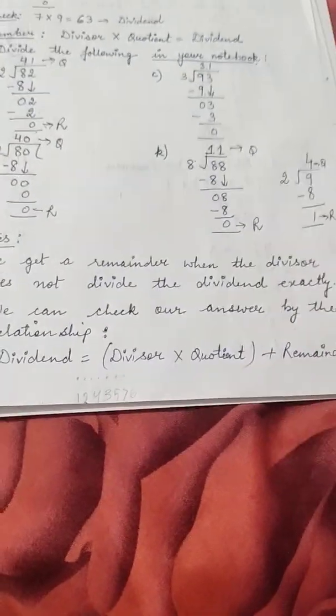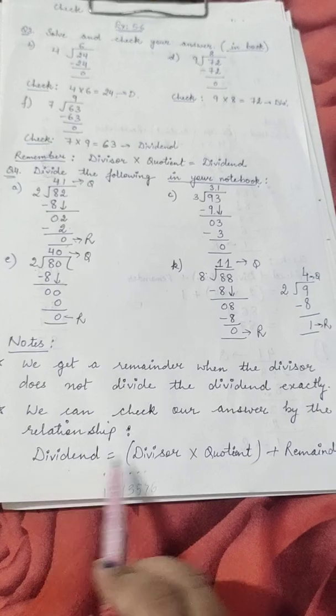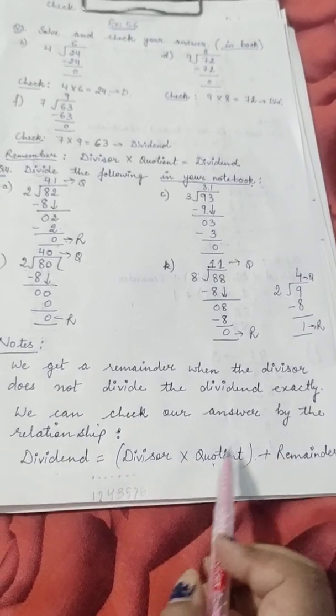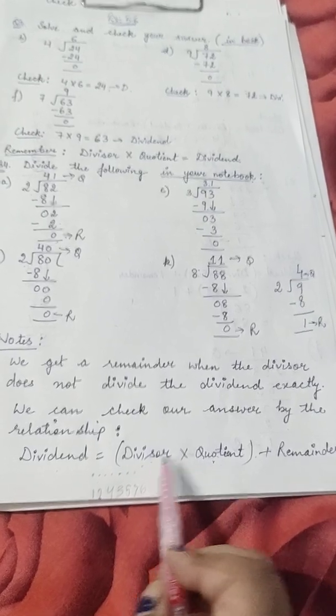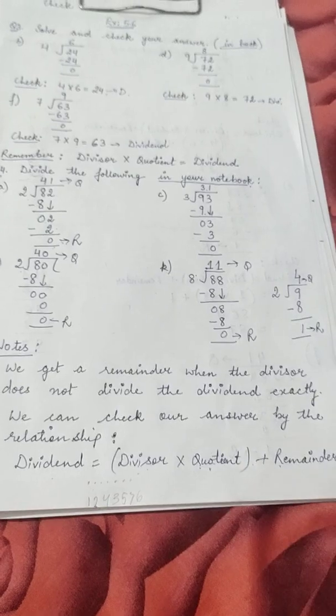Now for checking such type of question, we will use the relationship: dividend is equal to divisor into quotient plus remainder. First of all, we will multiply divisor and quotient, and then we will add the remainder to that.